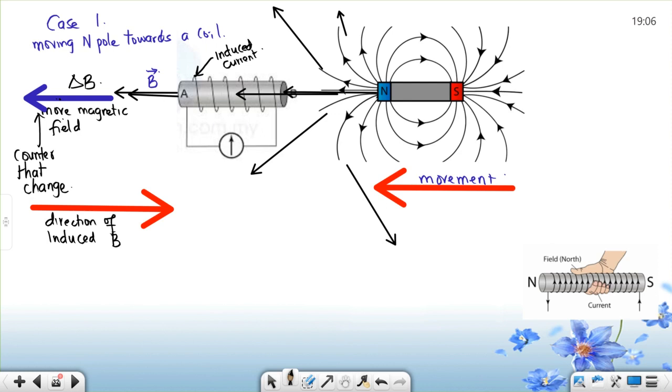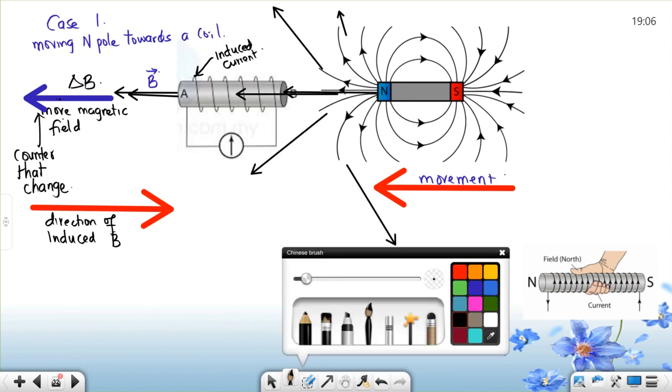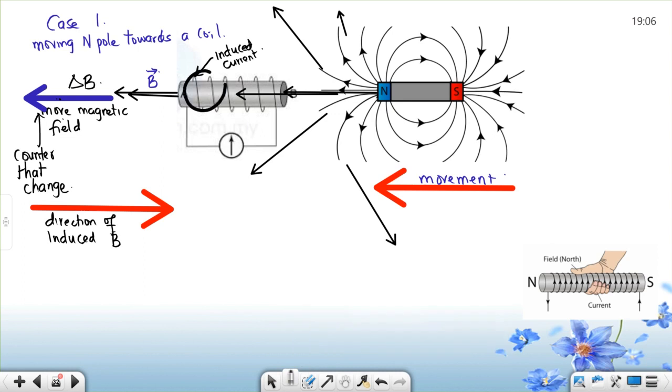The change is towards the left because we are producing more going to the left. Our job will be to oppose that change. So the current produced in the coil has its own magnetic field. We all established that. But that magnetic field wants to oppose this change, so it has to be to the right.